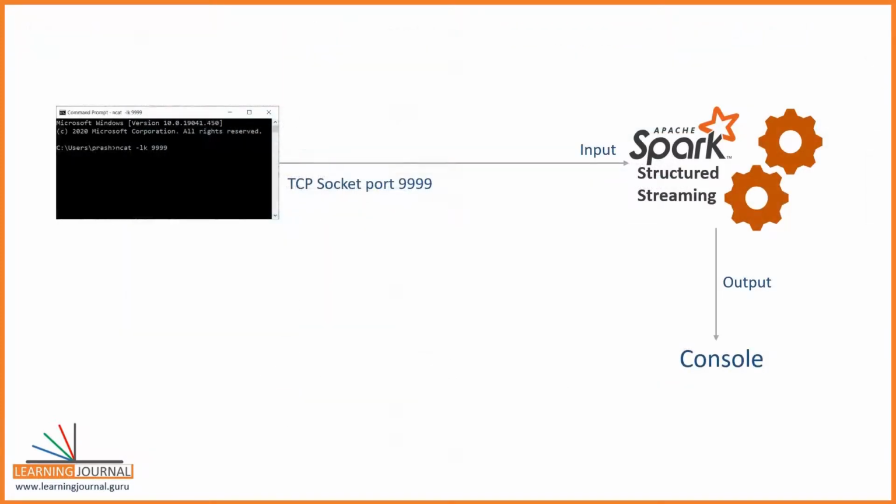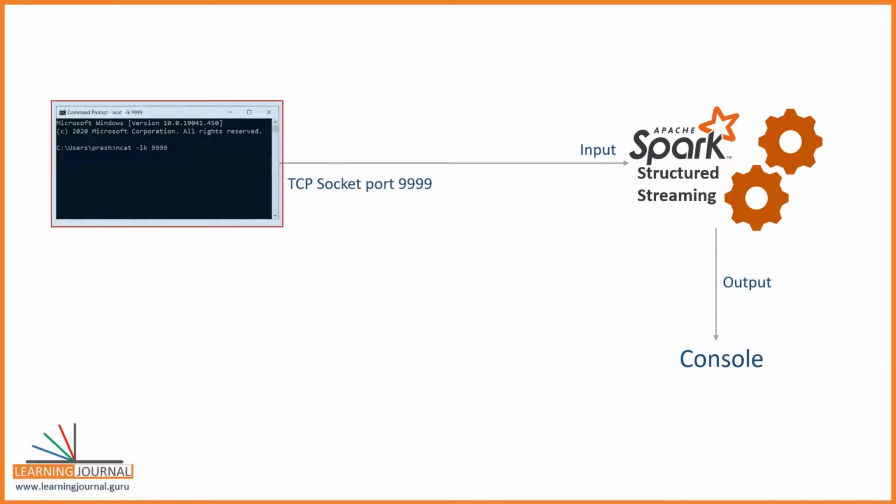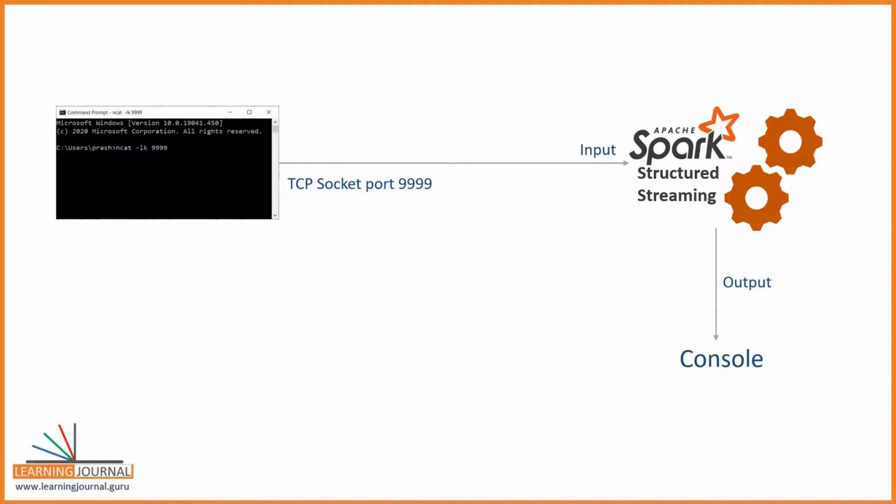So here is the pictorial representation of what we are going to do. We will start a Netcat listener on port 9999. The Netcat will start a TCP/IP socket and listens to the port for incoming connections. Once the connection is established, we can send some text using the Netcat terminal. We will be using Netcat to generate a stream of text that will be sent to the TCP/IP port.